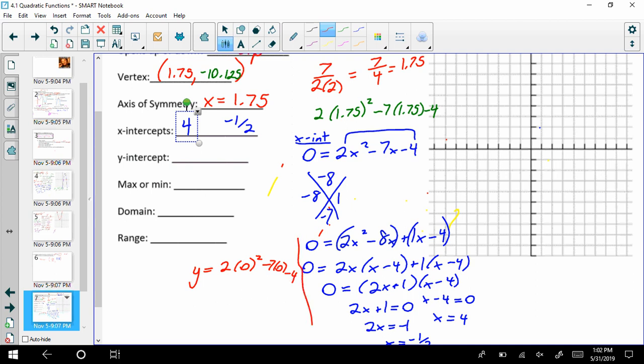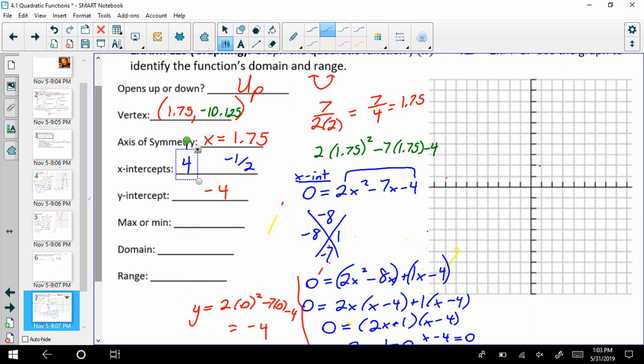Oh, my work's kind of all over the place here. So if I do that simplifying, the only thing I should be left with is negative 4. Let's see if we can throw this all onto the graph. So my vertex is 1.75, and then down negative 10, a little bit more. So there's my vertex roughly.